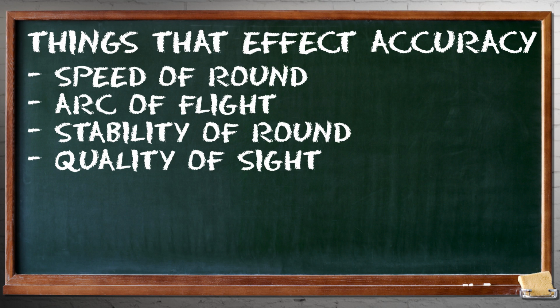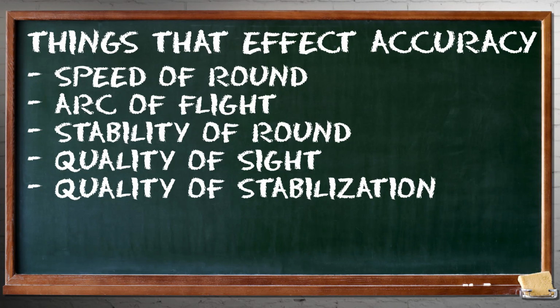The quality of the sight. Well, if you're aiming at a fuzzy thing and your reticle sucks, you're probably not going to hit it. Quality of stabilization if you're firing on the move. In early British tanks, the stabilization was the gunner crouching down on his knees, kind of bending his knees as the tank moved. It was very basic, but it kind of worked.